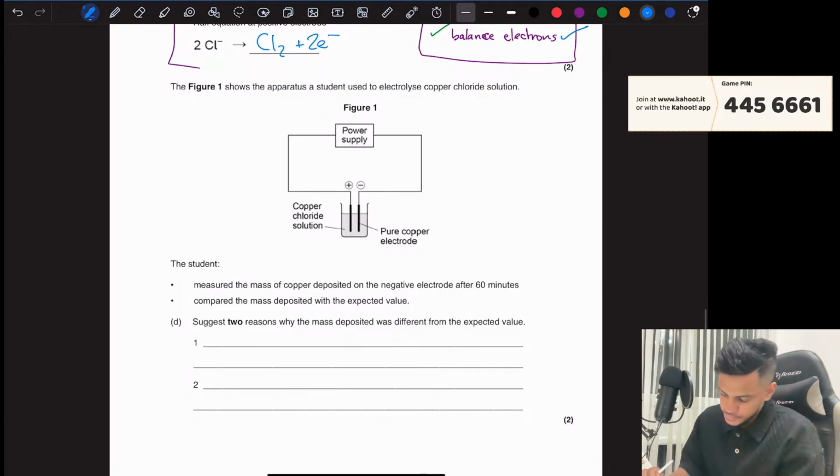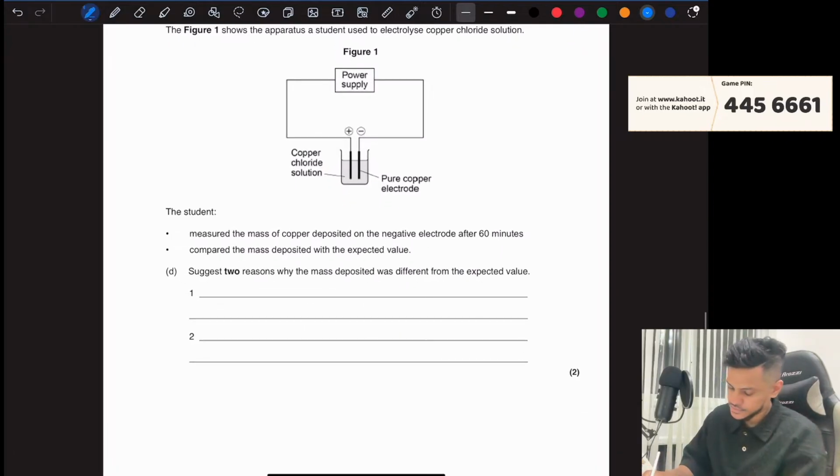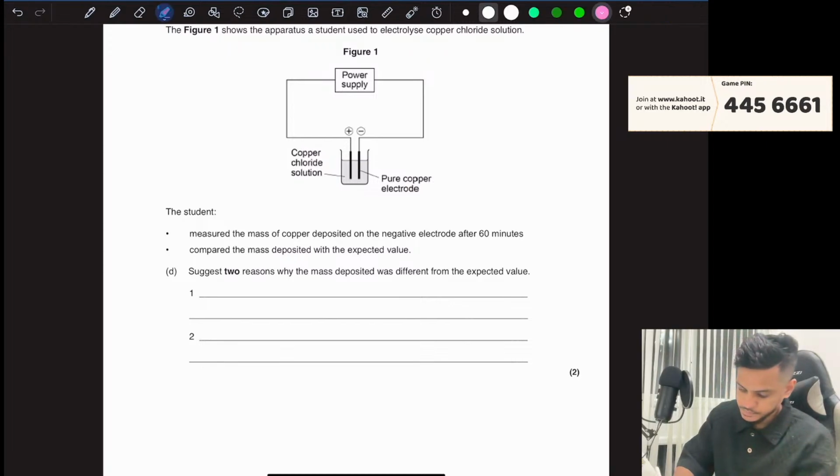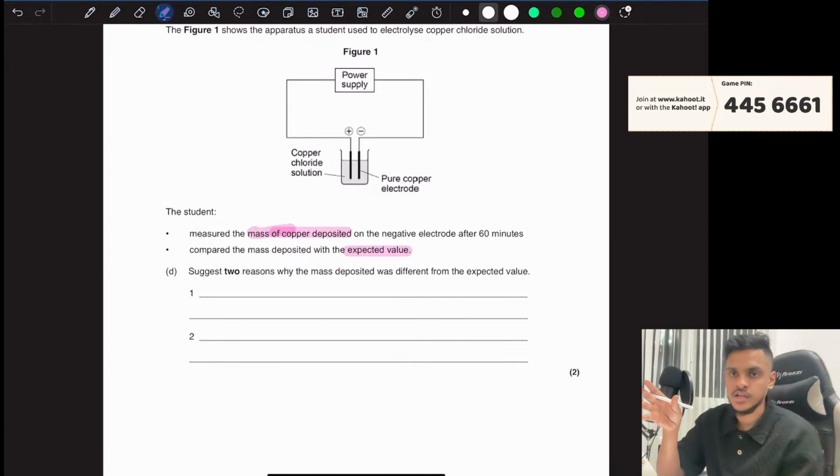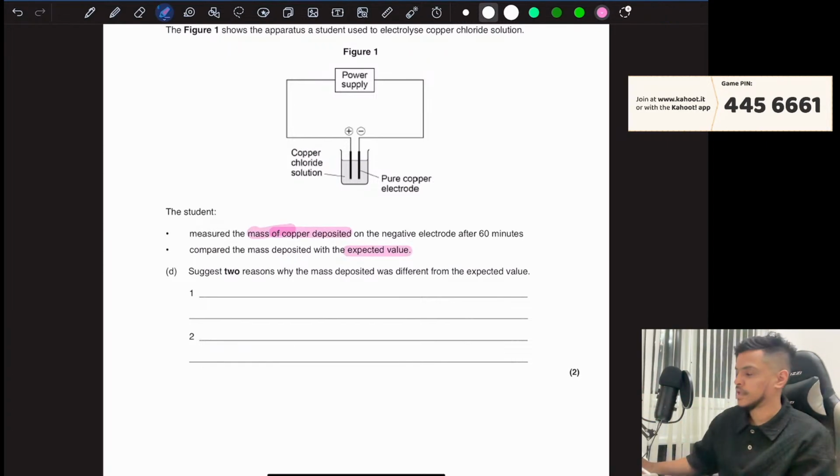Figure 1 shows the apparatus a student used to electrolyze copper chloride solution. What they did is they measured the mass of the copper deposited on the negative electrode after 60 minutes. A certain mass was expected to be formed, and then they did the reactions, and then they compared the two, to check whether it was equal to the expected or there was some discrepancies.